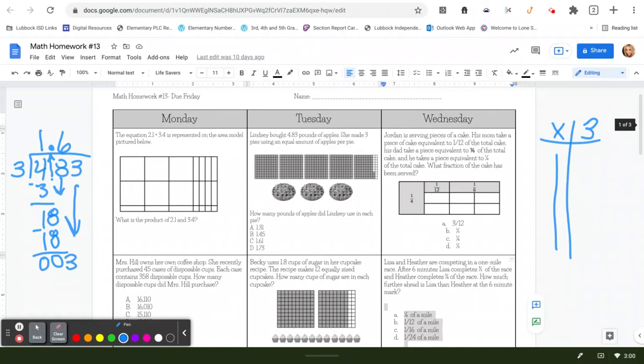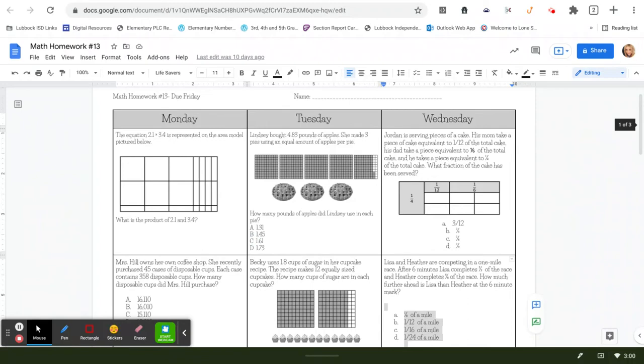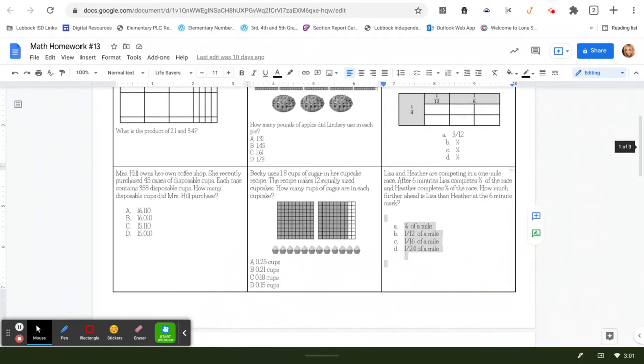Okay, so if the bank has $3 and I need $3, can I get my money? Yes, I can get it one time. And now we emptied the bank. So here's my quotient, C. Okay, next.